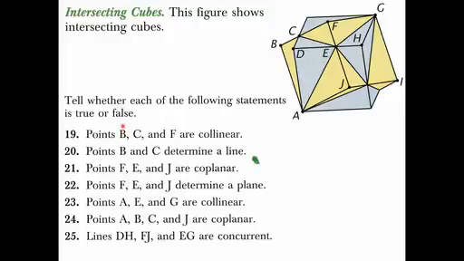So now tell whether each of the following statements is true or false. So you're looking at B, C, and F, collinear. Is that true? B, C, F. Is that collinear? Well, it looks like it. It's on one of the edges of the cube. So you work your way through these, trying to determine if each one is true or false.